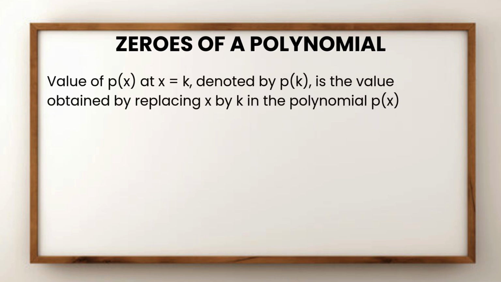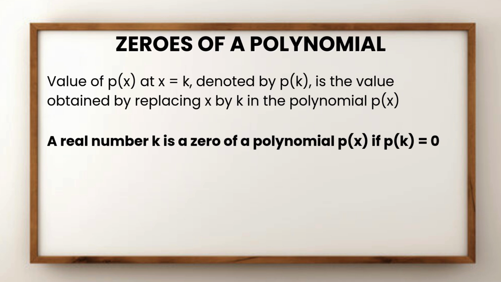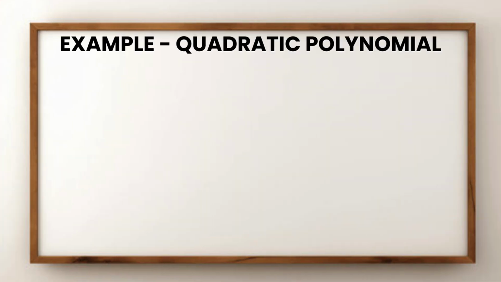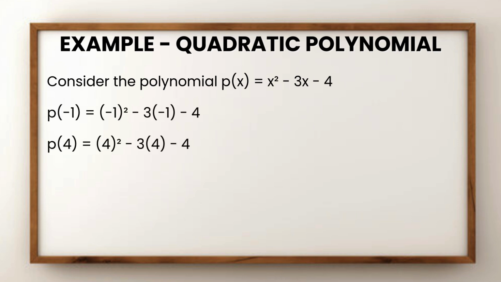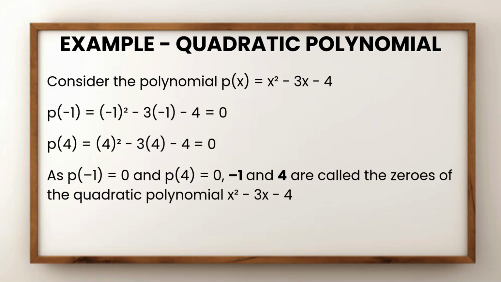The zeros of a polynomial are the values of x for which the polynomial evaluates to 0. Let's take an example to understand this. For p of x equal to x square minus 3x minus 4, we substitute x equal to minus 1 and x equal to 4 and find that both make the polynomial 0. Hence, minus 1 and 4 are the zeros of the polynomial.